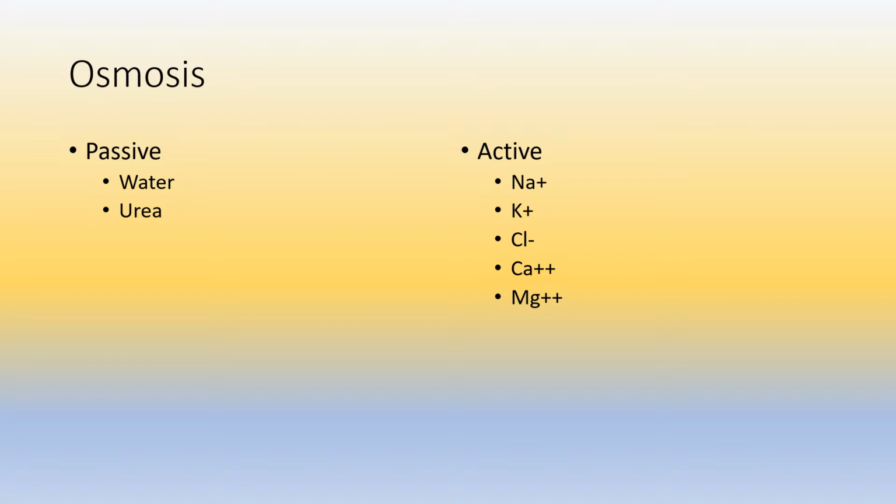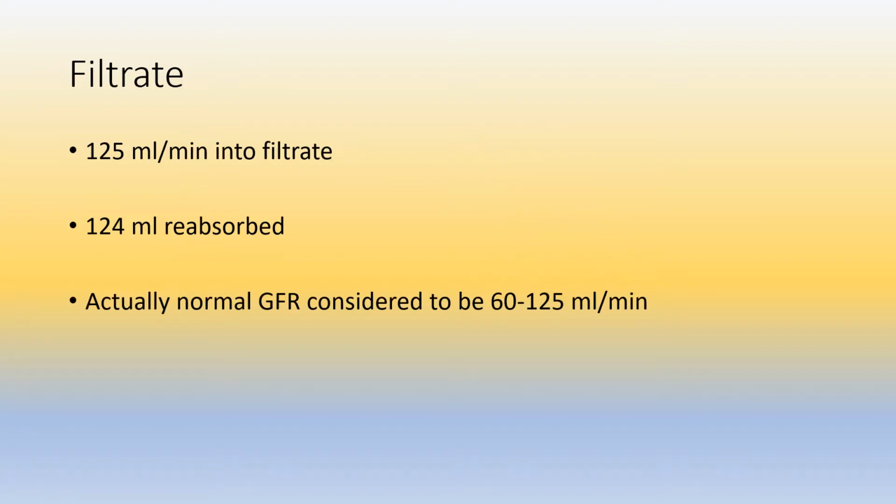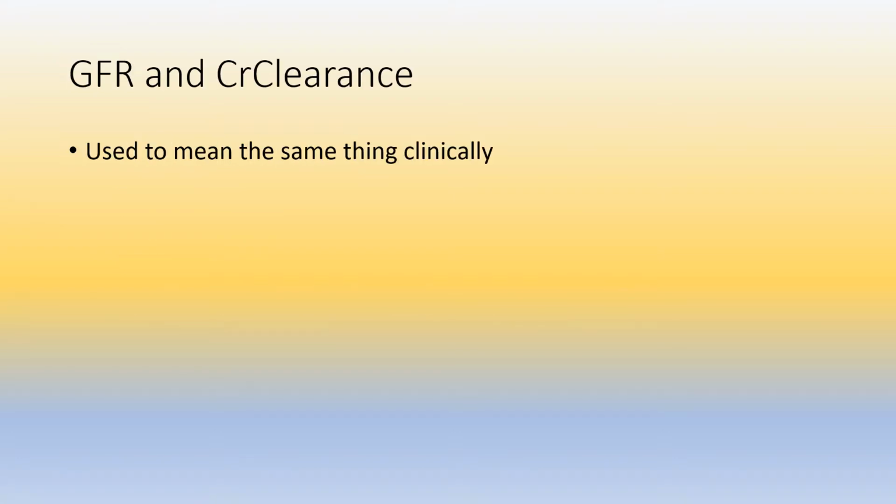Again, so osmosis, most of the passive is water and urea. Active transport occurs for sodium, potassium, chloride, calcium, and magnesium. And again, 125 goes into the filtrate. Most of that's reabsorbed, and the normal GFR is probably somewhere between 60 and 125. Some people consider it to be higher than that, but as long as it's at least 60, you're going to be pretty functional.